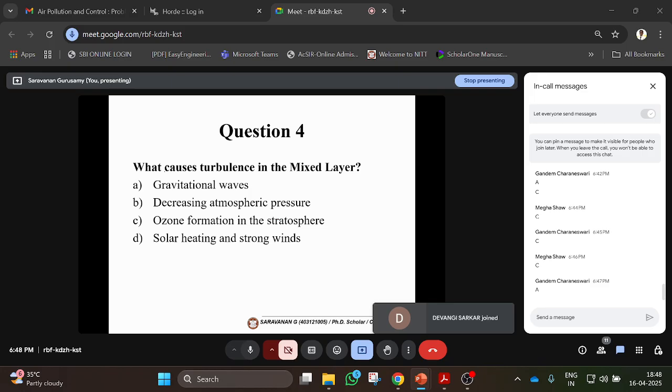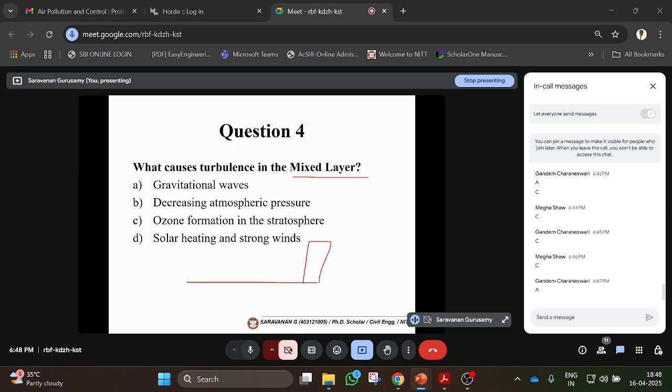So fourth question is, what causes turbulence in the mixed layer? So we have a mixed layer height. There is a change in this mixed layer that will be due to turbulence. Which causes this turbulence? Gravitational wave, decreasing atmospheric pressure, ozone formation in the stratosphere, solar heating, and strong winds.